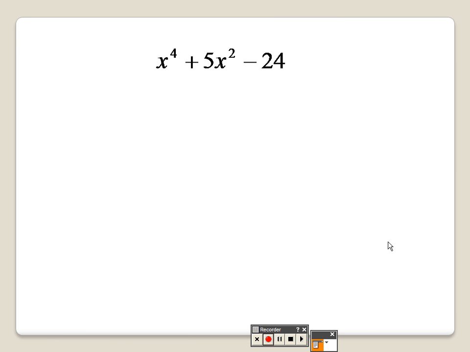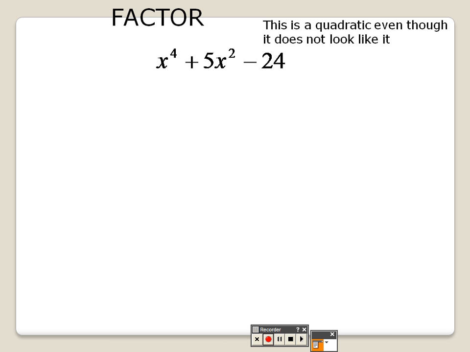Alright, looking at this problem, this one's a little trickier, harder to see, but what I want you to realize is this. We're going to use some U substitution to solve these kind of factoring problems, and this is how we're going to do it. This is actually a quadratic. I know it doesn't look like it, but even though this is x to the fourth and this is x squared, it still is a quadratic equation, and here's how we go about solving that.